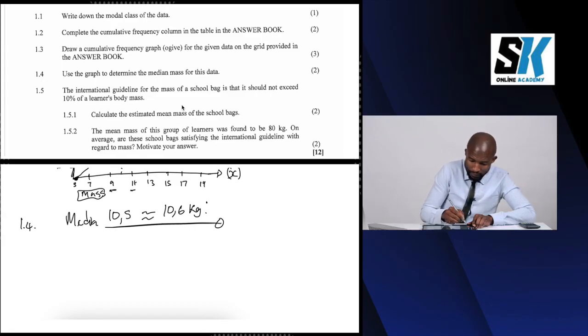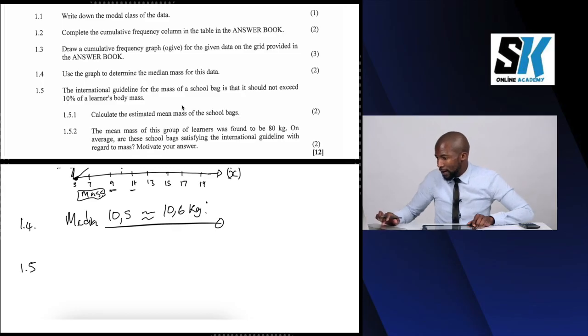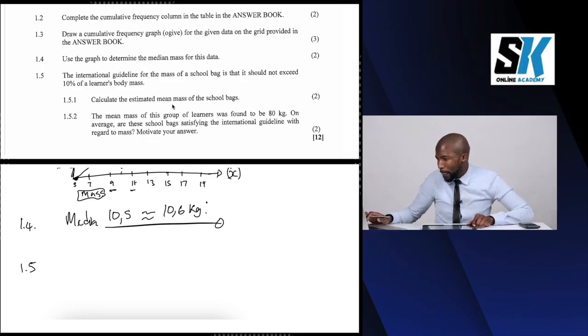So in 1.5, here in question 1, it says the international guideline for the mass of a school bag is that it should not exceed 10% of the learner's mass.